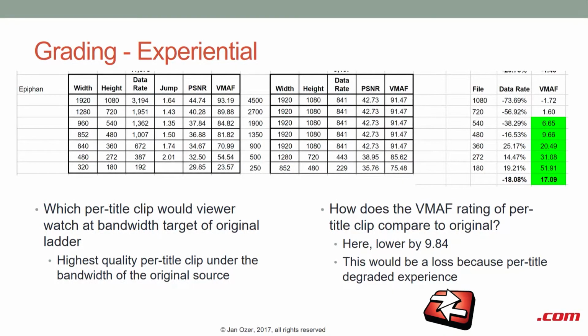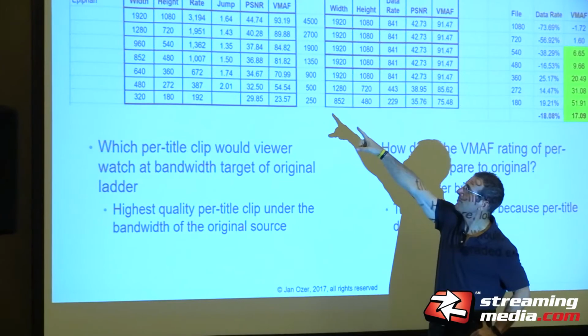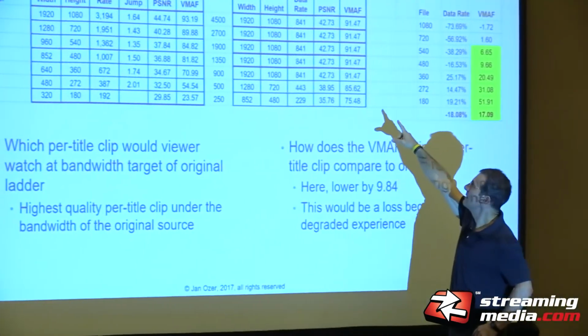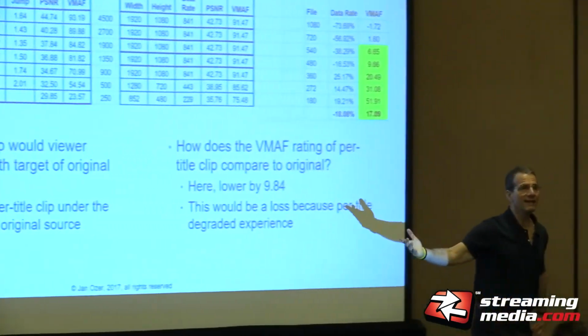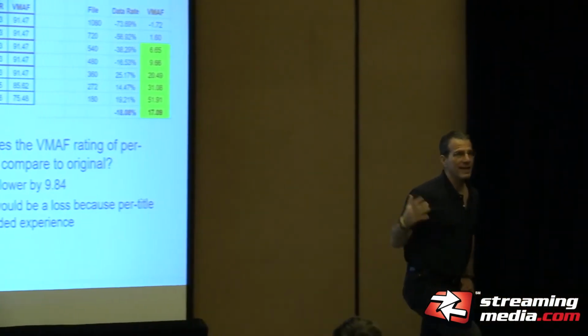So rather than streaming a 640 by 360 clip, I could stream the 1080p clip at the same bit rate. And the savings, we went from 70.99 VMAF to 91, which is like 3 JNDs. So that's what you're going to see a lot.